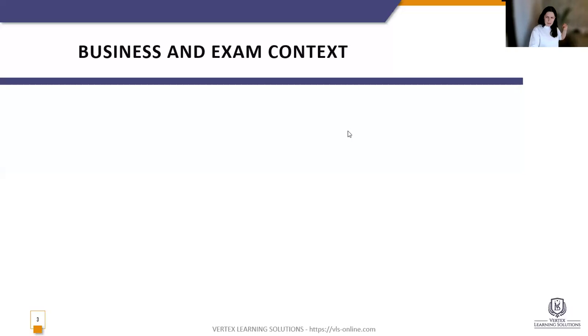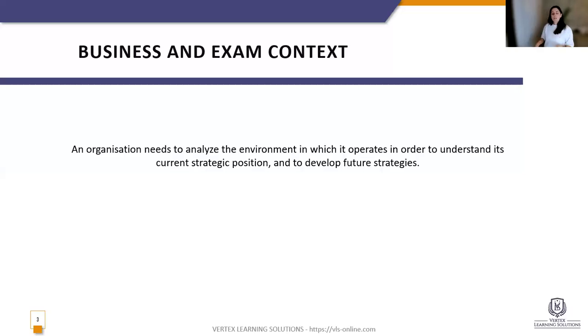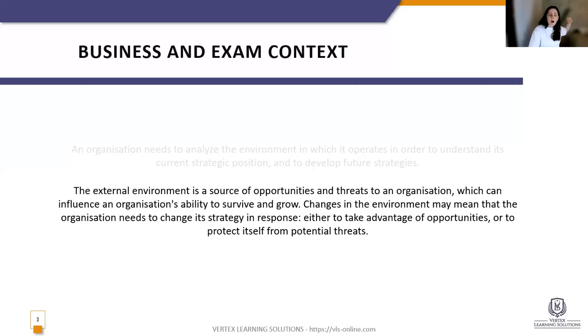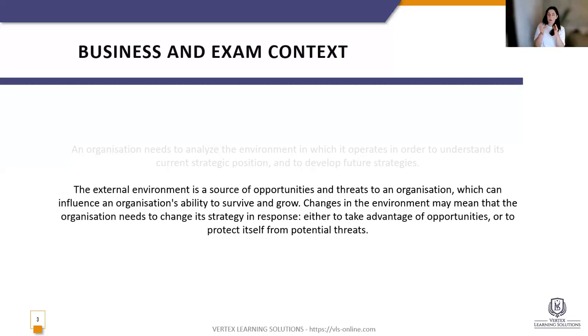Now, we are going to talk about external environment. And why is it so important? Well, because we need to analyze the environment in order to understand our current strategic position and develop future strategies. Also, the external environment is a source of opportunity. So let's say if the government is trying to subsidize something, then it's an opportunity for us. And threat, because maybe there is a harsh competitive environment and it is a threat of competitors. And that can influence our ability as an organization to function.